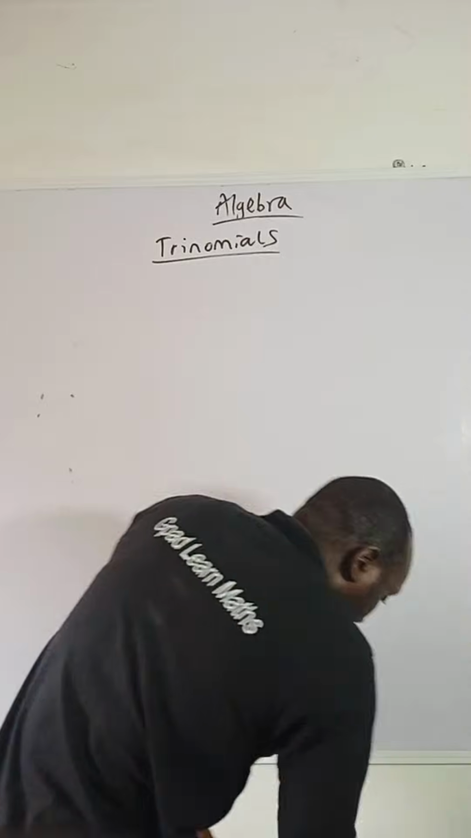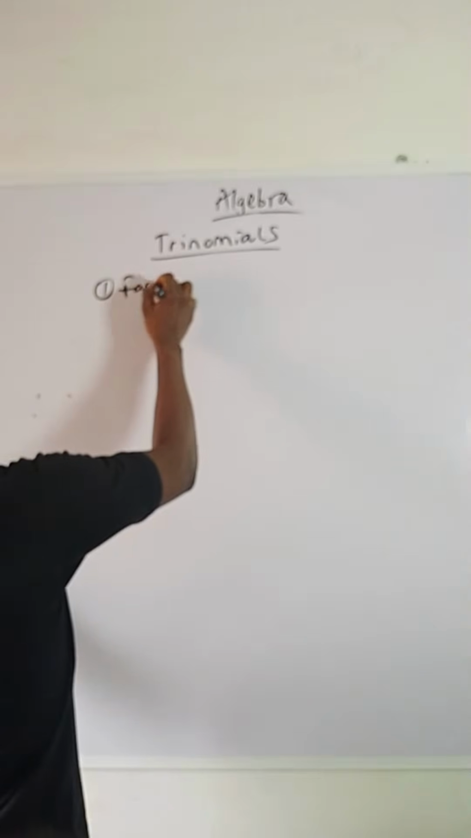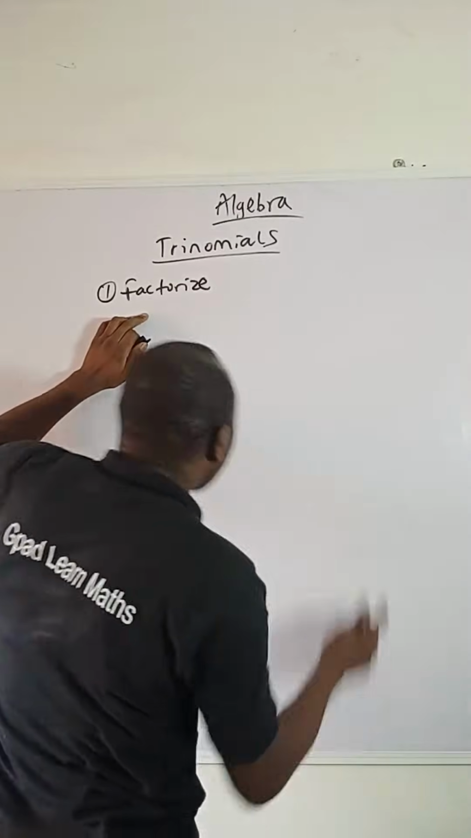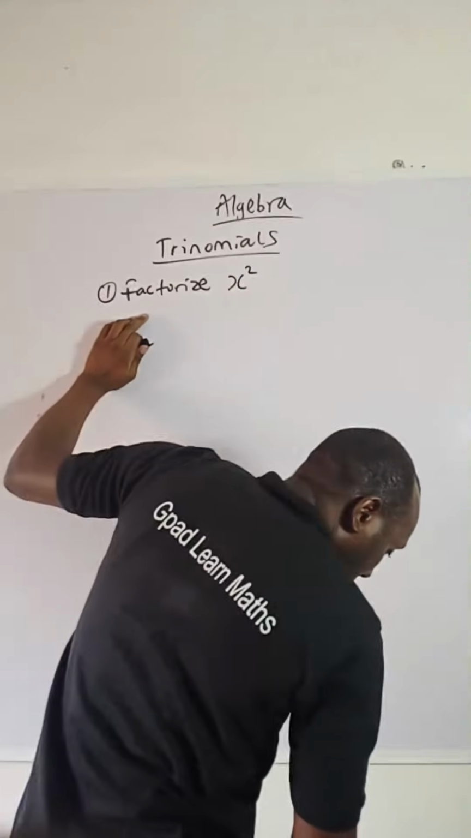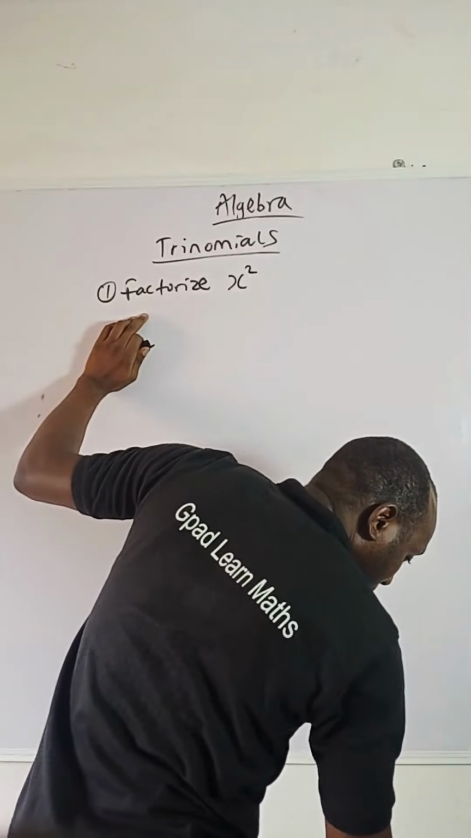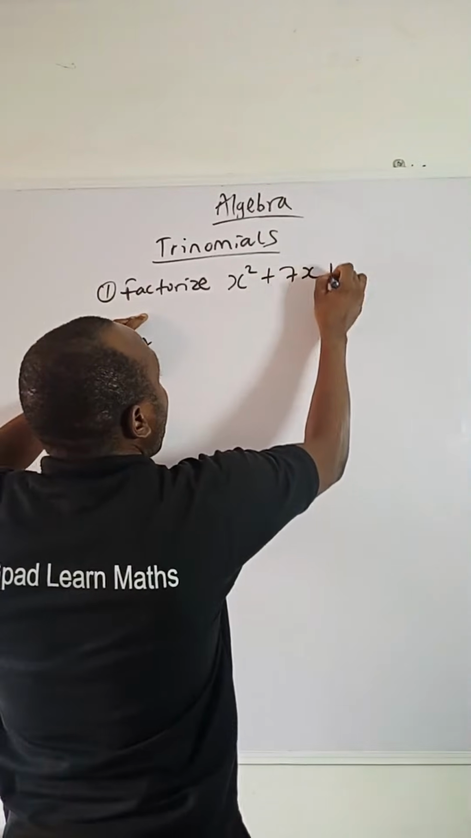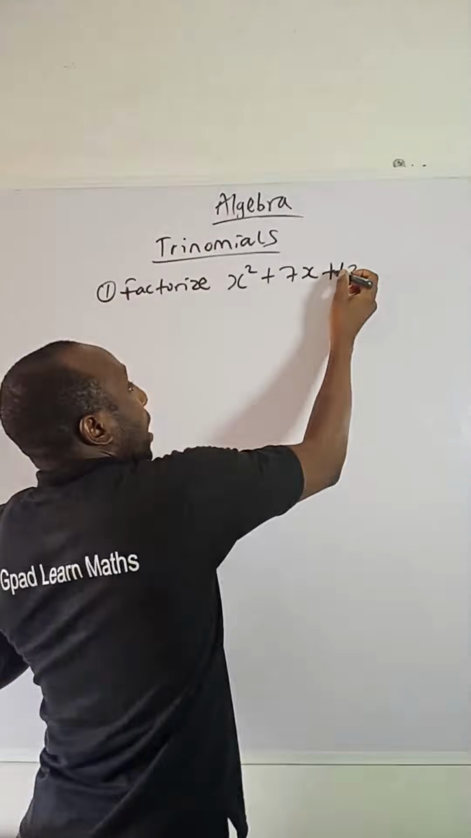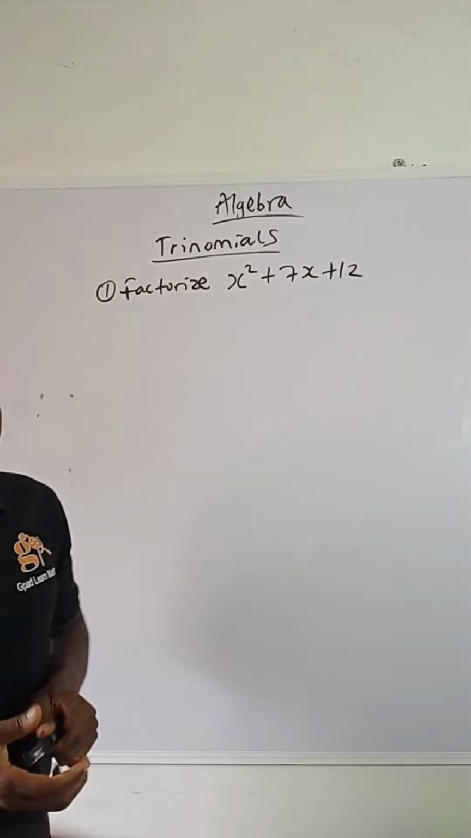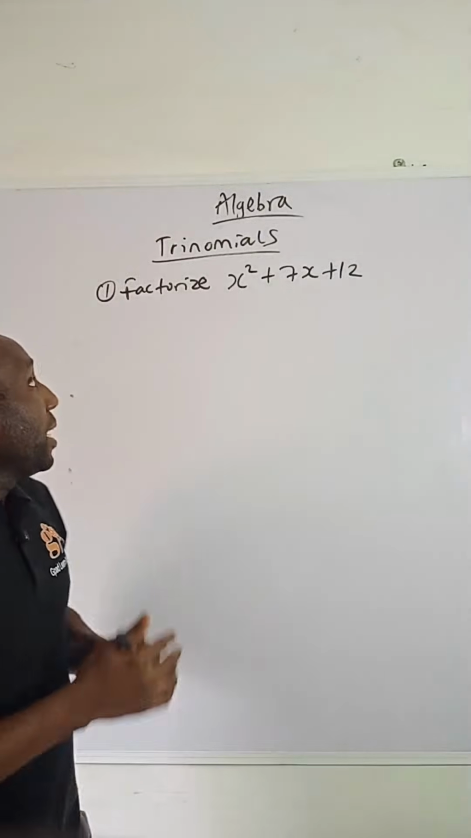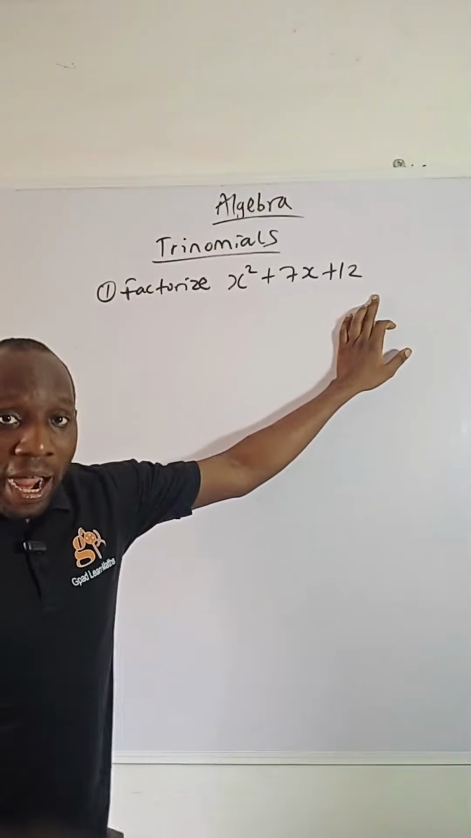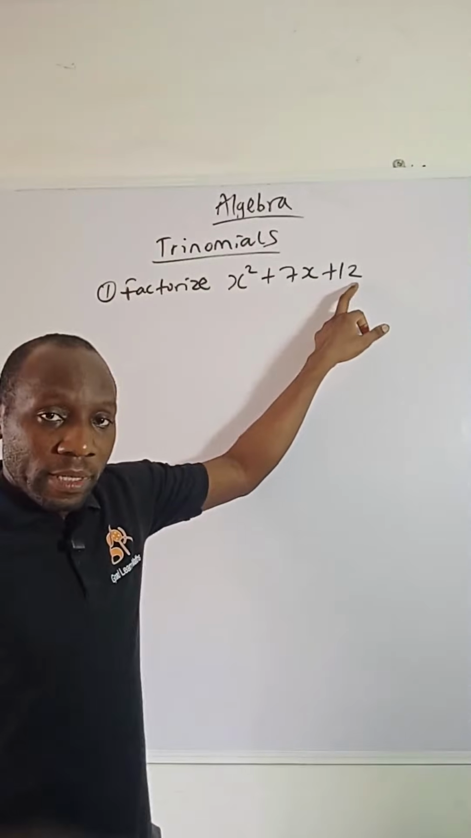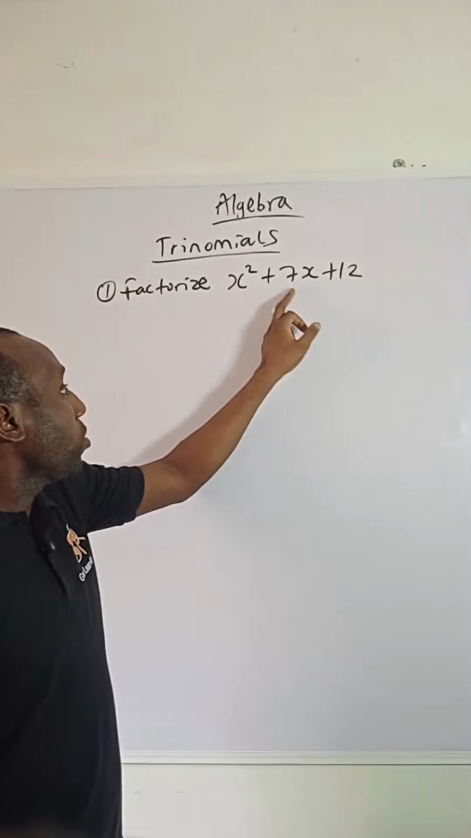Where are my questions? So number one, everybody, let's do this. Factorize x squared plus 7x, and then plus 12. I've already touched on trinomials before, but let's do it properly now. This is a trinomial. Why? It has three terms, 1, 2, and 3. Are you seeing that?